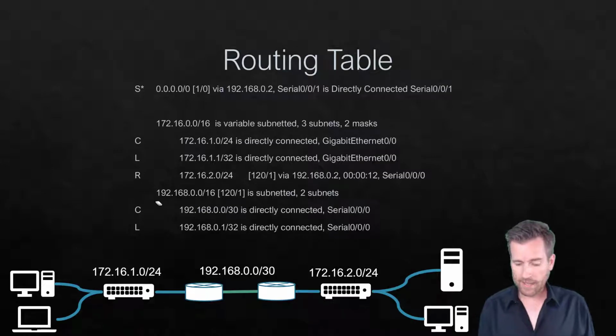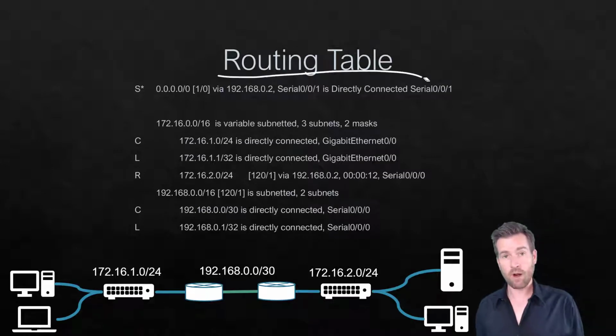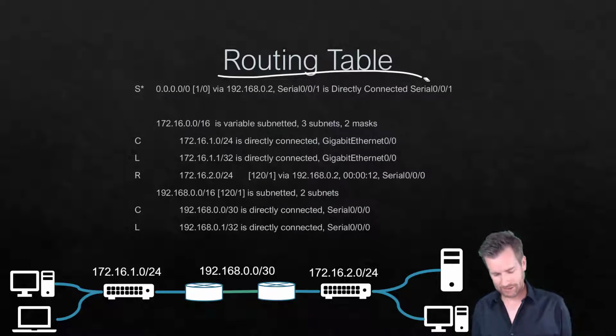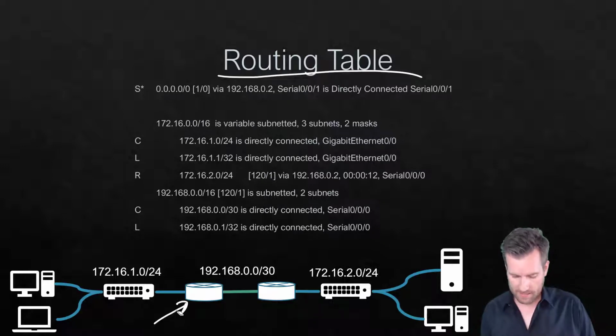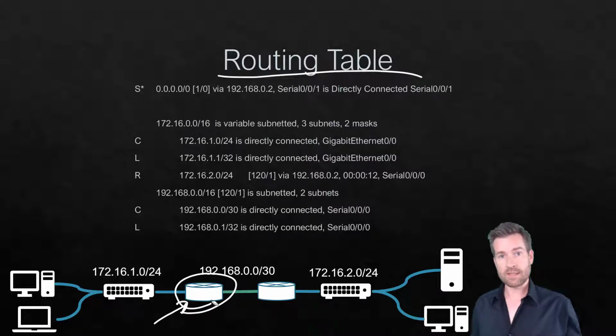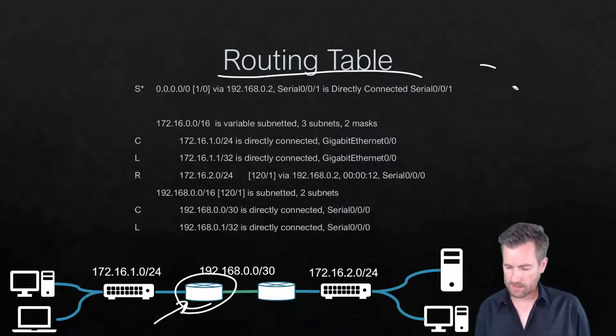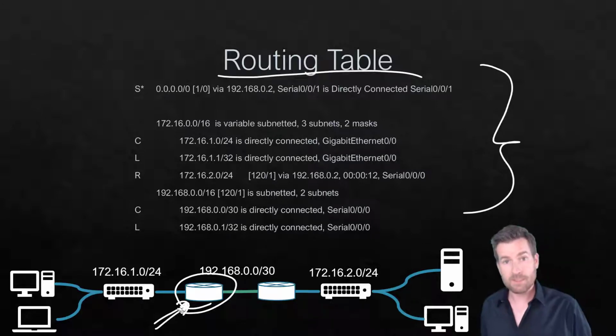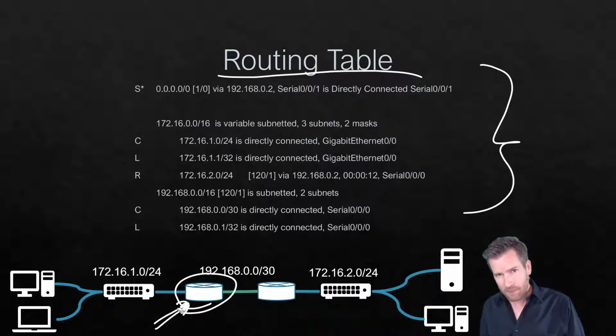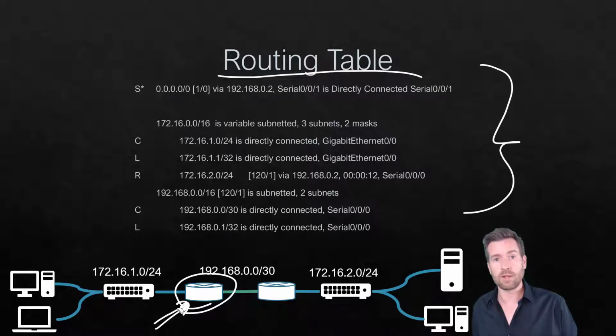All right, let's take a look at what a router's routing table looks like. We're going to take it from a perspective of this router right here. So this routing table that we see right here is based off of the routing table that we would see on this machine right here. So let's pick this apart and take a look at the routing table and what we see here.